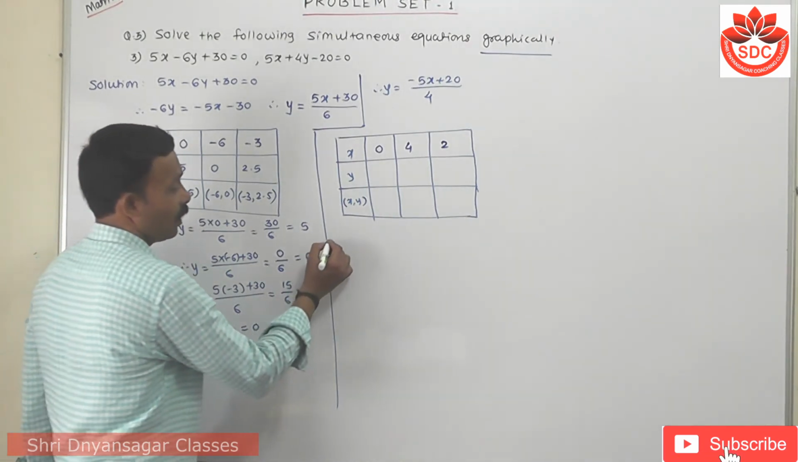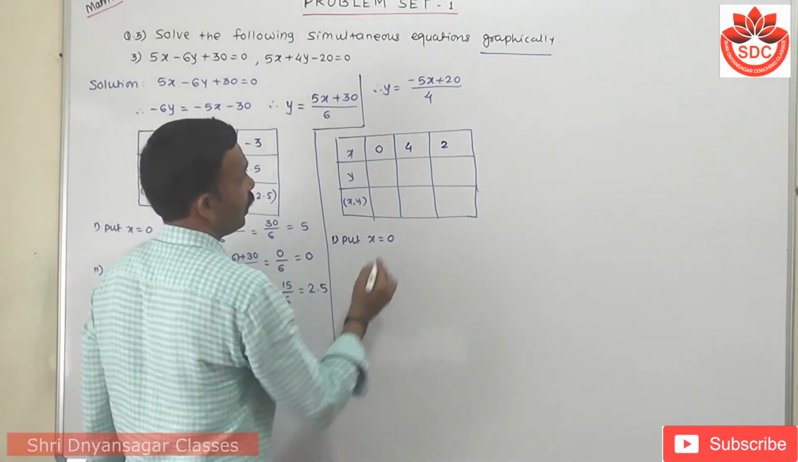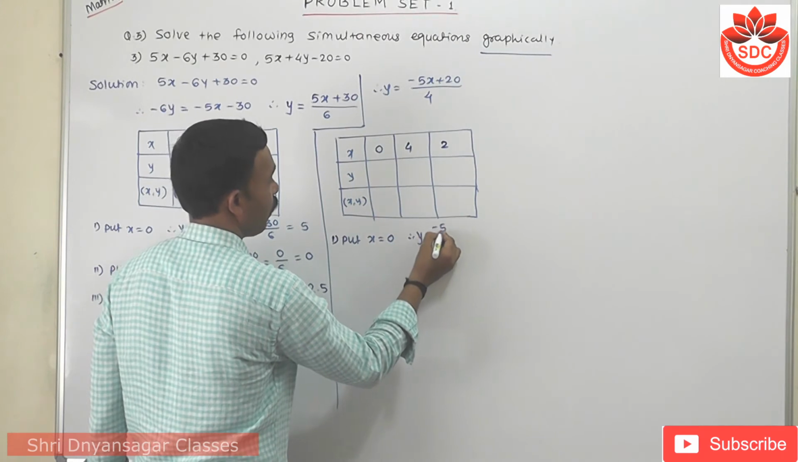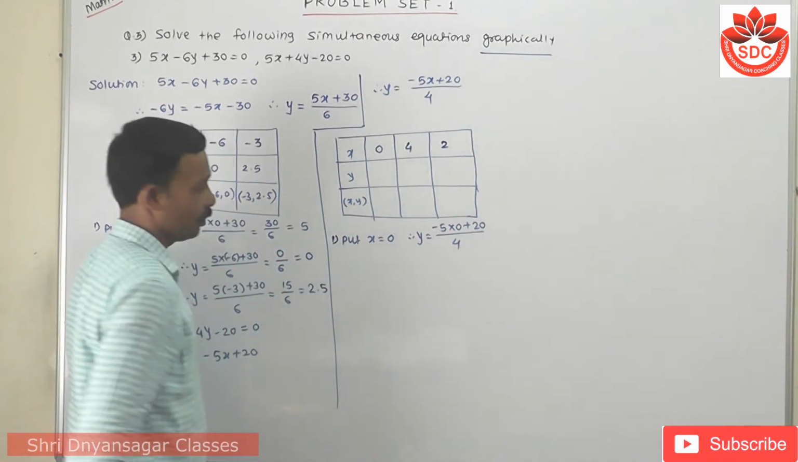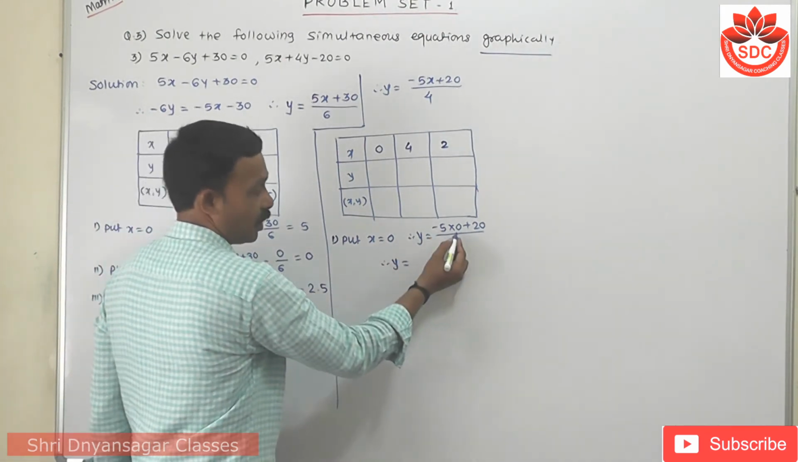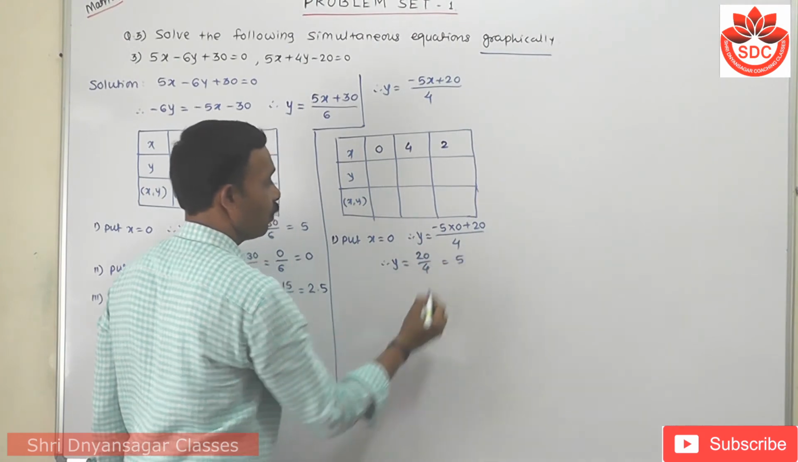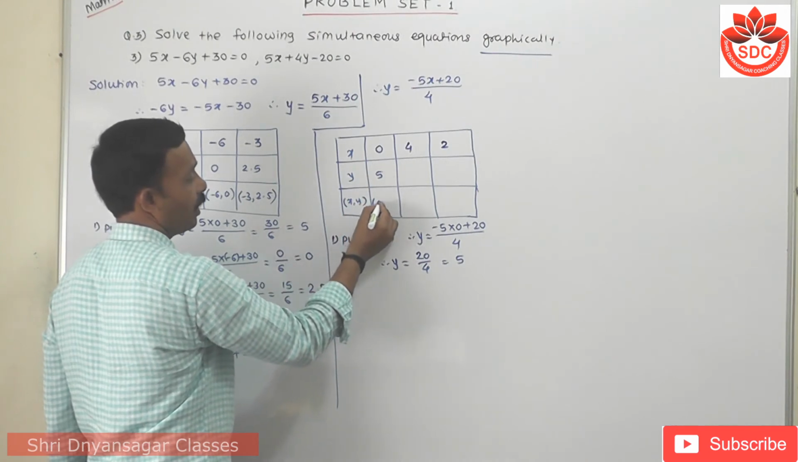Okay, now first I have to put x is equal to 0. Then the equation is, therefore y is equal to -5 into 0 plus 20 upon 4. Therefore y is equal to 0 plus 20, which means 20 upon 4 is equal to how much? 5. So the first value of y is 5. The ordered pair is 0 and 5.